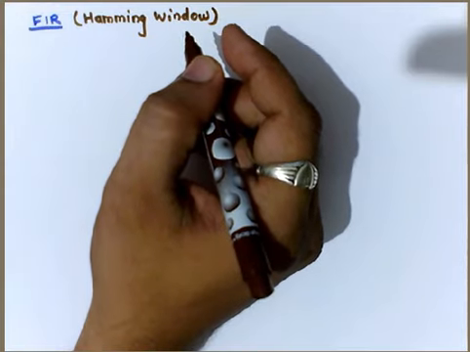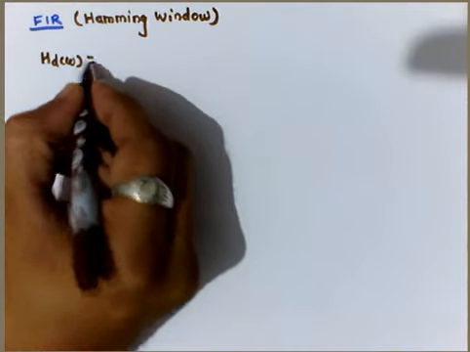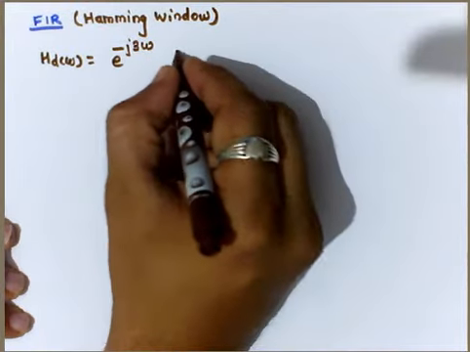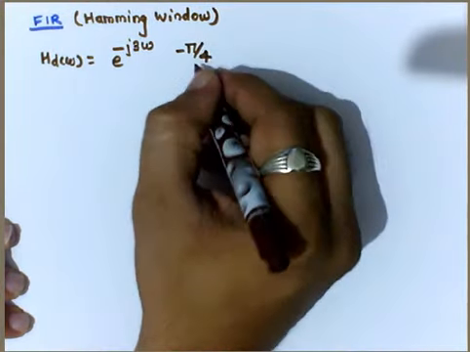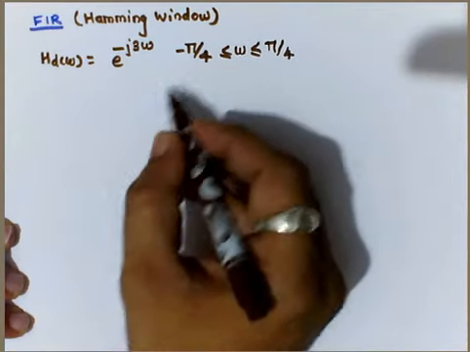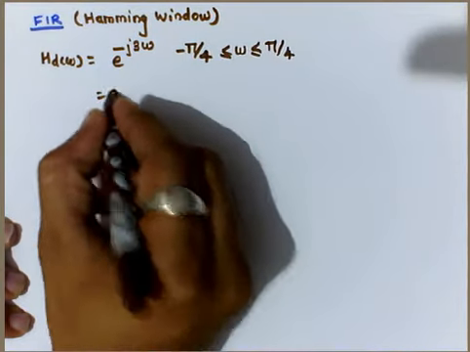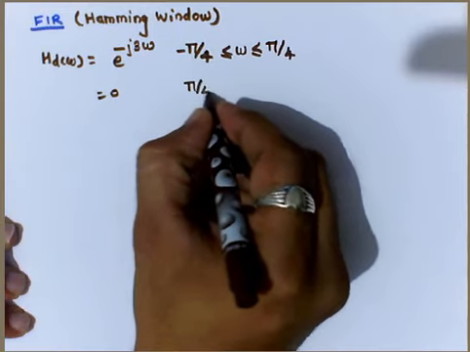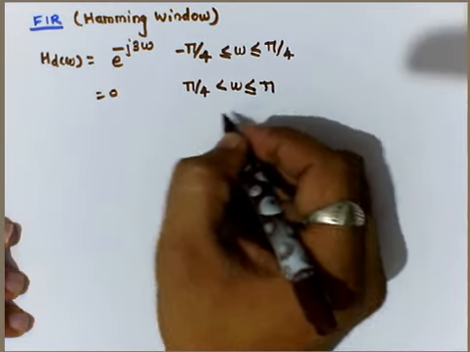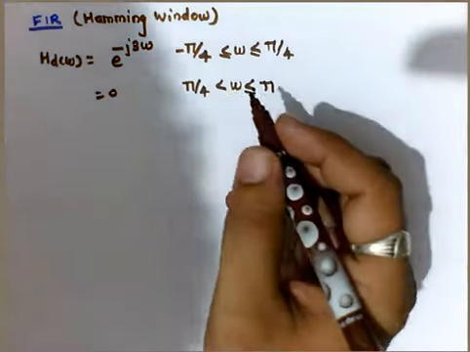The specifications for this filter are given as Hd of omega, which is nothing but e raised to minus j3 omega. Let's say the range of the frequencies is minus pi by 4 to plus pi by 4. So when we say minus pi by 4, obviously it is minus omega c to plus omega c, and it is 0 for the rest of the values, meaning for pi by 4 less than or equal to omega less than or equal to pi. So from pi by 4 to pi it is 0. That is the simple expression given to us.